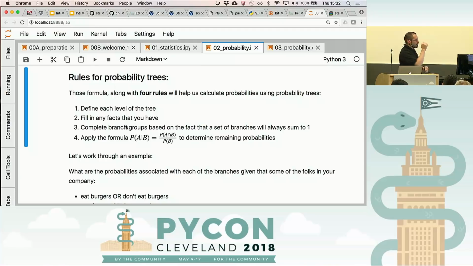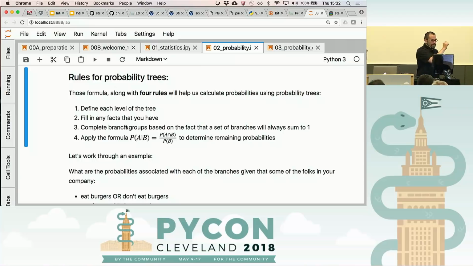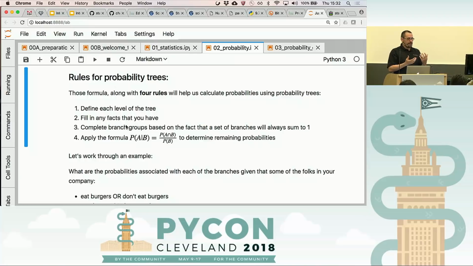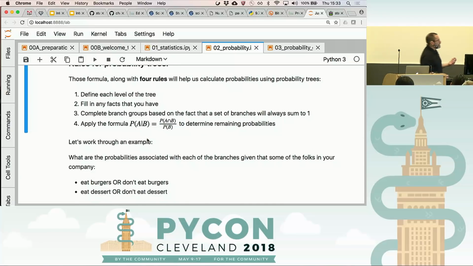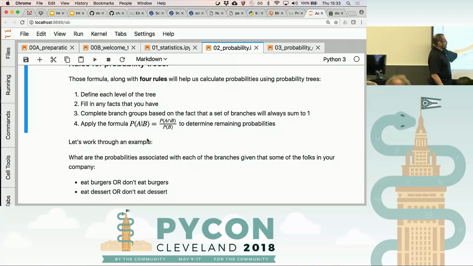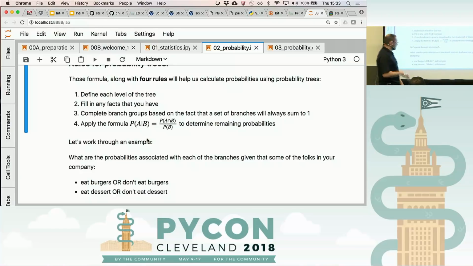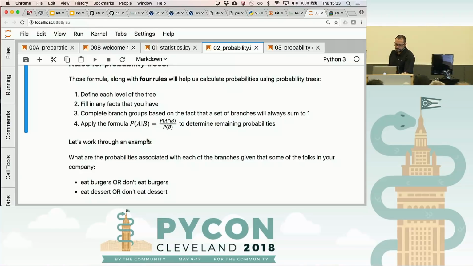If I have facts, go ahead and fill them in. Put them down on the paper. I'll show you an example of that with a couple of pictures here in a sec. Once I've filled in all the facts I know, I can do a little bit of simple math and fill in a few of the facts I don't know. And then I can start to complete the branch groups, knowing that the probabilities always add up to 1. And I can use that cool formula to then figure out the last remaining probabilities. So let's see how this works.